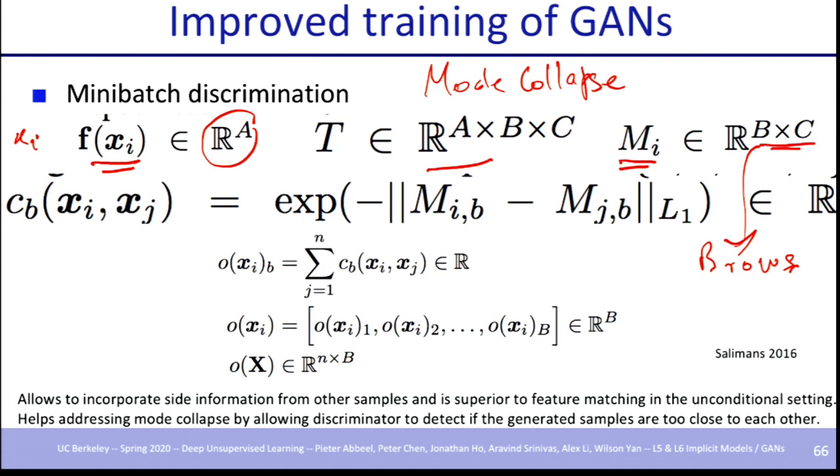And now you consider two separate samples, xi and xj in your mini-batch. And for a particular row b, so there are 0 to b minus 1 rows, you're just going to take the difference between the vectors in that row for these two samples. So you take the L1 norm, and you take the negative exponential of that. So this is a distance metric between the corresponding rows of the corresponding matrices of these two separate samples.